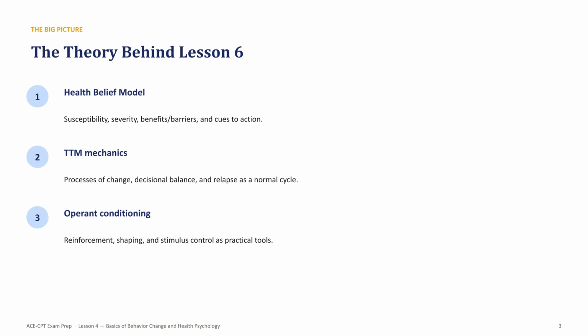And third, operant conditioning. Reinforcement, shaping, and stimulus control, which are the practical tools a trainer actually uses once a client starts acting. Keep this 3-part structure in your head. We're going to walk through each piece one at a time.